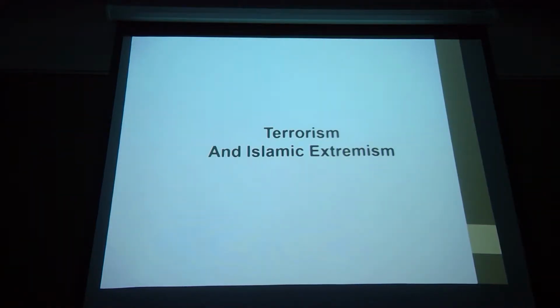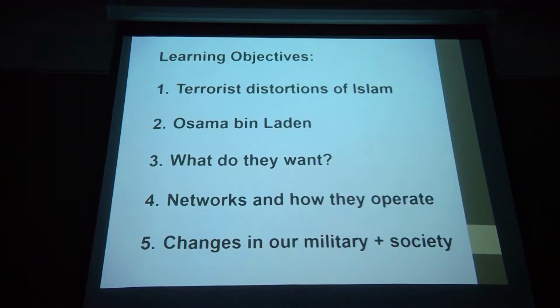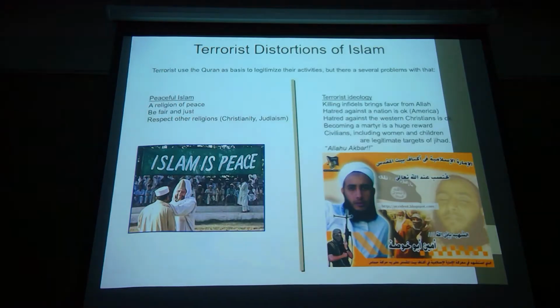So, terrorism and Islamic extremism. Objectives for tonight. We're going to talk about terrorists and their distortion of Islam. We'll talk about Osama bin Laden, which we talked a little bit about before. What do they want? Networks and how they operate, and changes to our military and society, and just the current state of operations to fight Islamic extremism and terrorism.